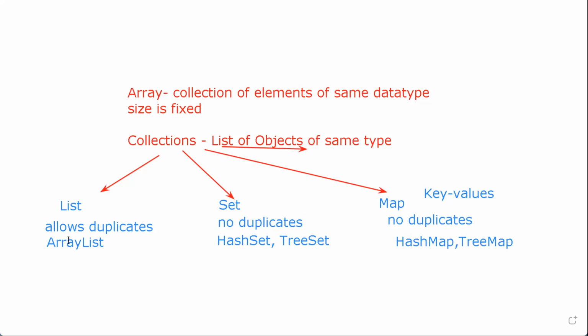Okay, so fine. So let me show you what list is, and we will take an example of array list and it allows duplicates. And I will use a set and show you that set does not allow duplicates using hash set and tree set. And for the map, we will have key value pairs and I will be showing all the things using the hash map and the tree map. Okay, let's switch to Eclipse now.